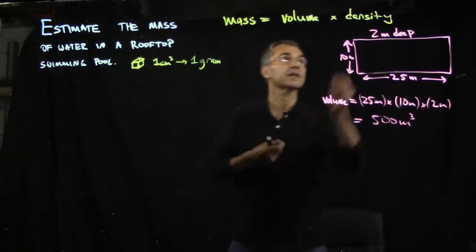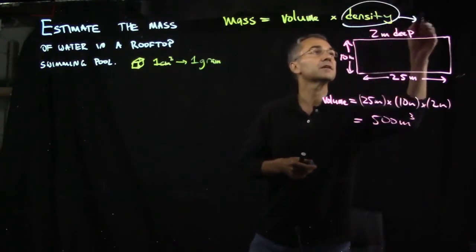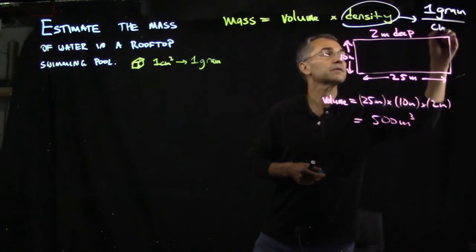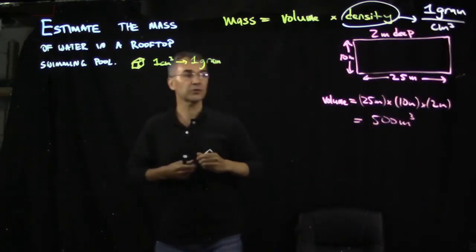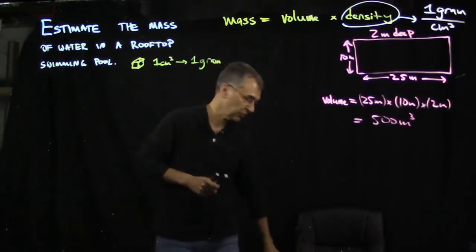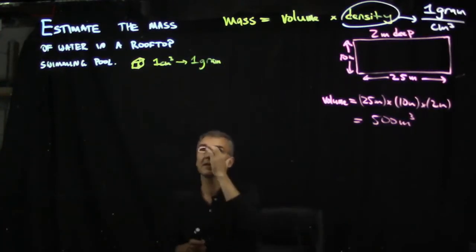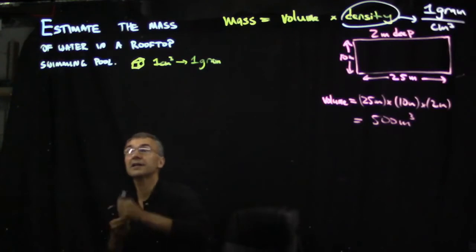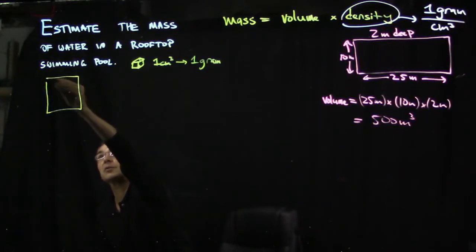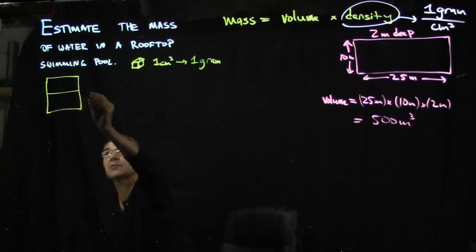So we'll say, okay, this density is 1 gram per cubic centimeter. So we'll use that number, but before we do that, let's just build a little bit more intuition. Suppose we took, instead of 1 centimeter by 1 centimeter by 1 centimeter, 10 centimeters by 10 centimeters by 10 centimeters.